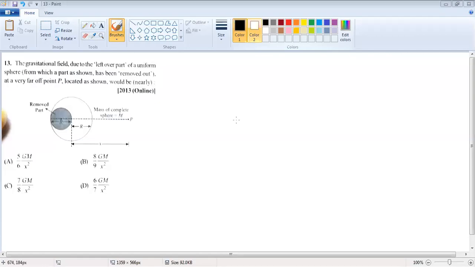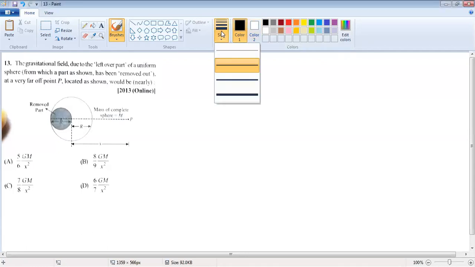So the gravitational field due to the leftover part of a uniform sphere, for which the part as shown has been removed, at a very far point P located as shown, would be nearly... So this is a very good concept. This numerical we can solve by using the principle of superposition. First of all, we should know the basic things.